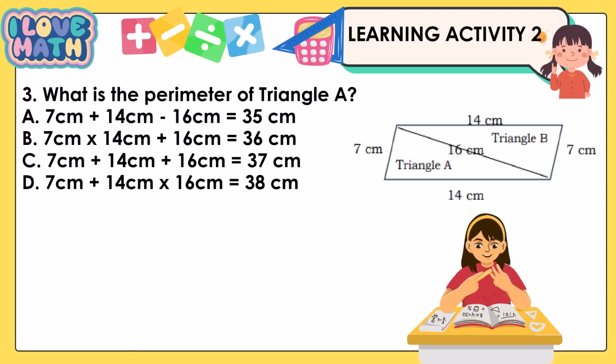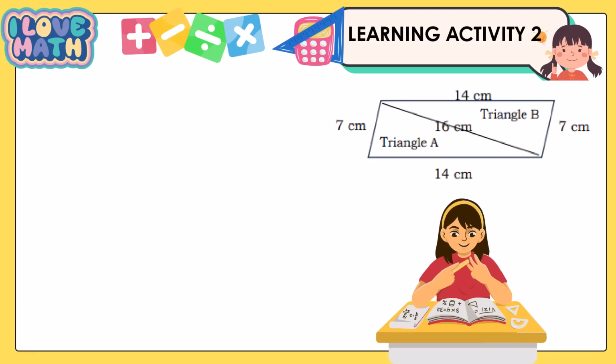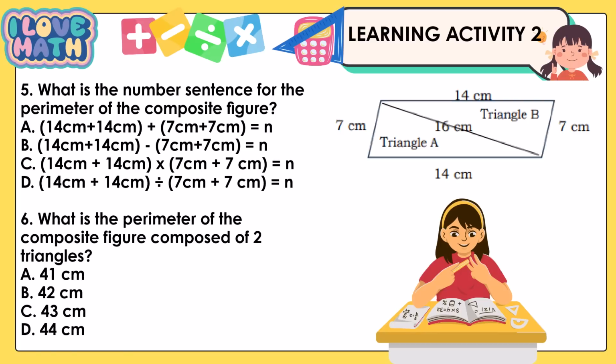Number 3, what is the perimeter of triangle A? Number 4, what is the perimeter of triangle B? Number 5, what is the number sentence for the perimeter of the composite figure? Number 6, what is the perimeter of the composite figure composed of two triangles?